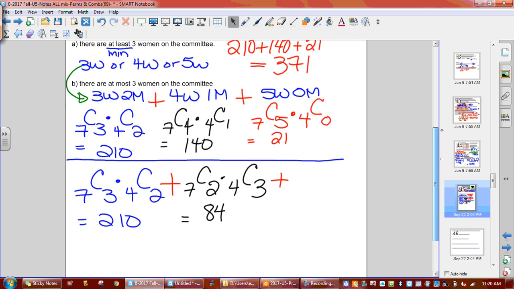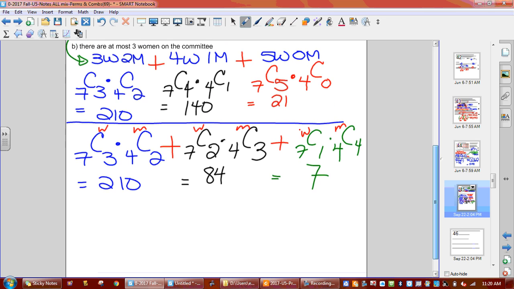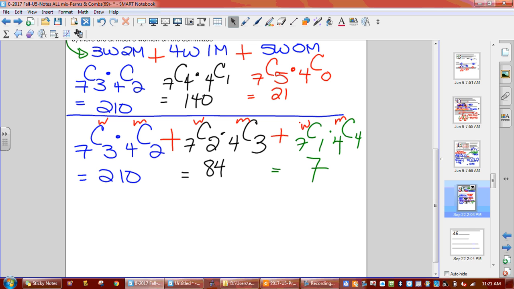And the last one, 7, choose 1 woman, times 4, choose 4 men. So I've got women, men, women, men, women, men. That's what's going on there. And that's going to give us a total of 7. We're going to add up all of those. When we add up all of those, we're going to get 301.